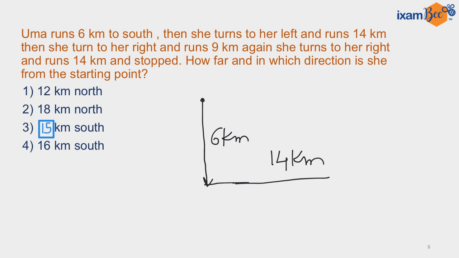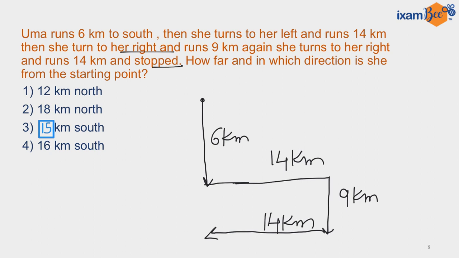Right. She turns to her right and runs 9 kilometers. So this is the right direction and she runs 9 kilometers. Again she turns to her right and runs 14 kilometers. So this is the right direction and she runs 14 kilometers and stopped. How far and in which direction is she from the starting point?